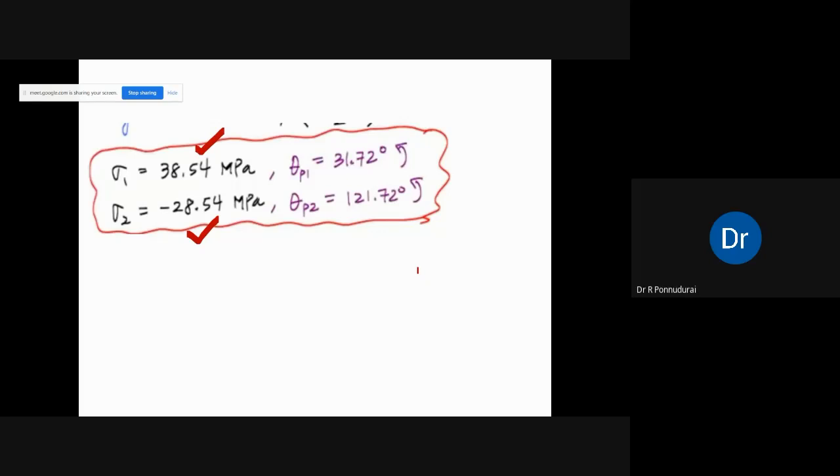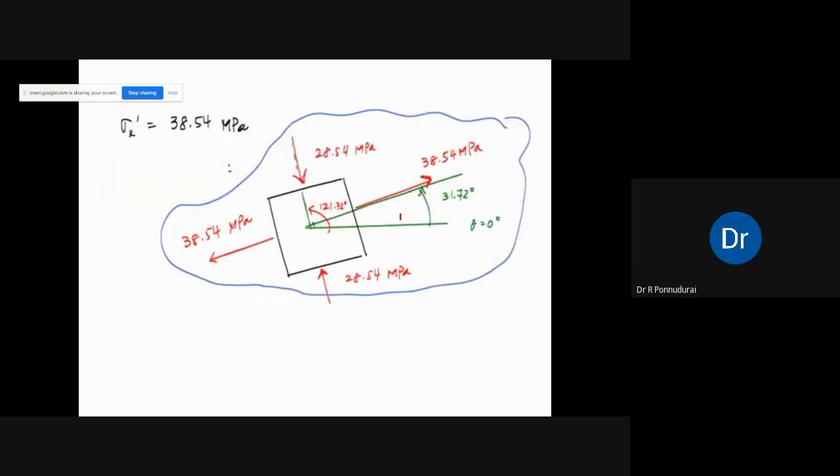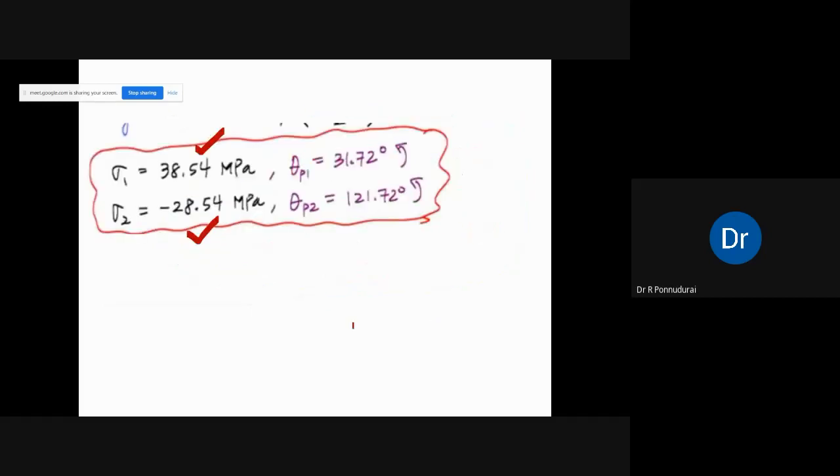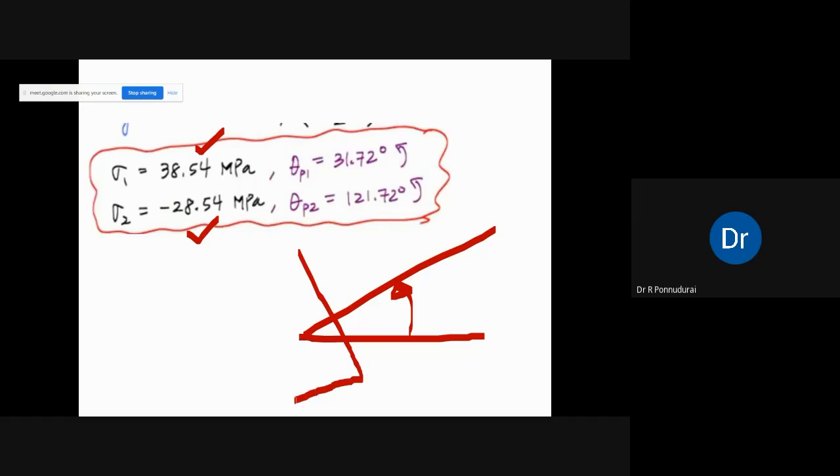Okay, now how to present the result? So originally theta is equal to 0 here. This is the axis, theta is equal to 0. So you have to rotate by 31.72 degrees. So this is the face, so the perpendicular face. So this is the angle of the plane, that is 31.72 degrees.